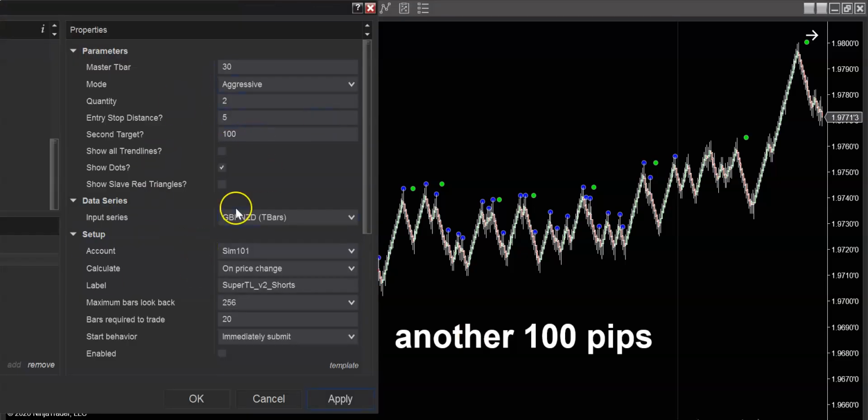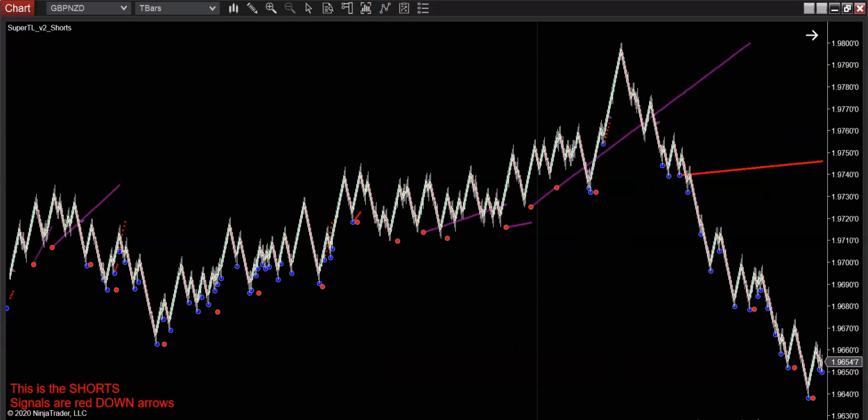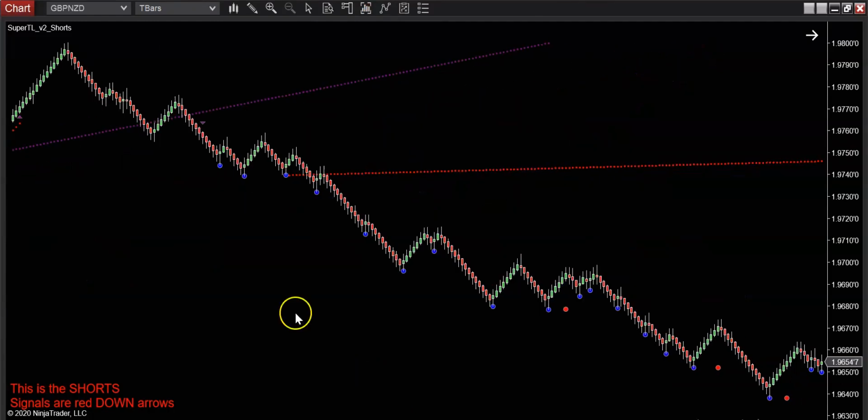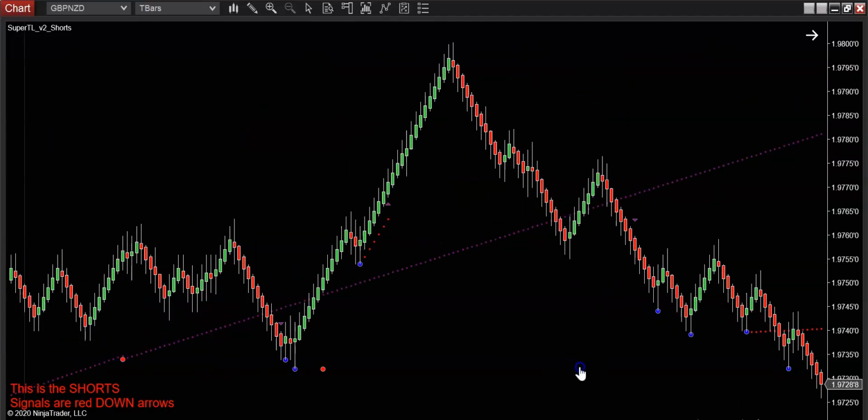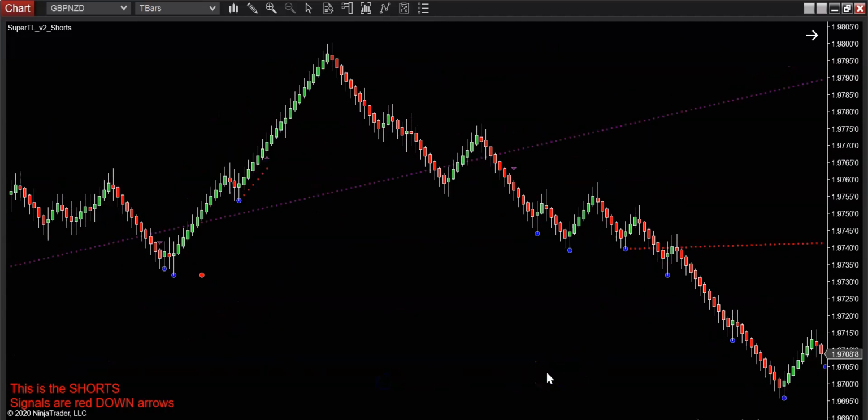Just like before, we're going to open up our strategy window. We're going to pop on the shorts, as you can see right here. And guys, all you have to do is hit this checkbox that says enabled. It's very simple. And when you pop on the shorts, this is what it's going to look like. Let's do the same thing we did before. Let's zoom in, find that purple and that red.